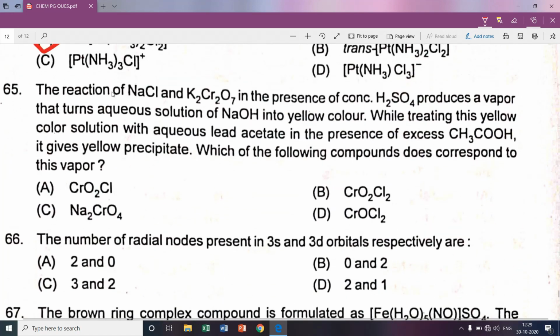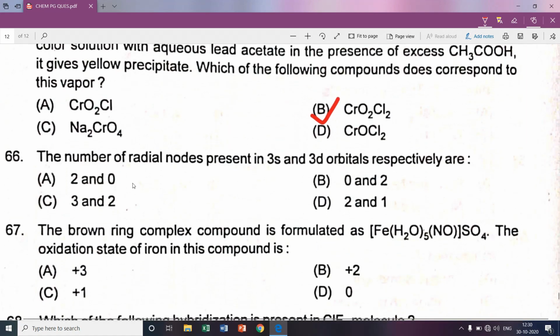65. The reaction of NaCl and K2Cr2O7 in the presence of concentrated sulfuric acid produces a vapor that turns aqueous solution of NaOH into yellow color. While treating this yellow color solution with aqueous lead acetate in the presence of excess acetic acid, it gives yellow precipitate. Which of the following compounds does correspond to this vapor? And your right answer is option B.